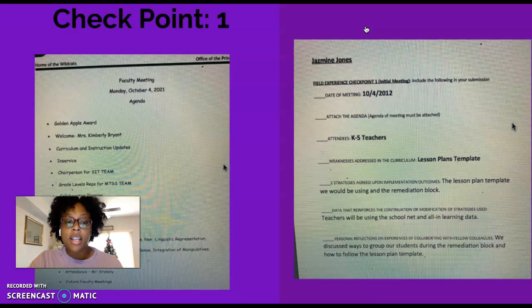And the lesson plan that we will be using school-wide for our regular classroom content, we discussed that lesson plan also. So it's two different lesson plan templates: the lesson plan that we use to go with our Canvas, as well as the lesson plan for the remediation block. And I just put the checkpoint, the initial meeting, and what we discussed, as well as the agenda from that meeting.